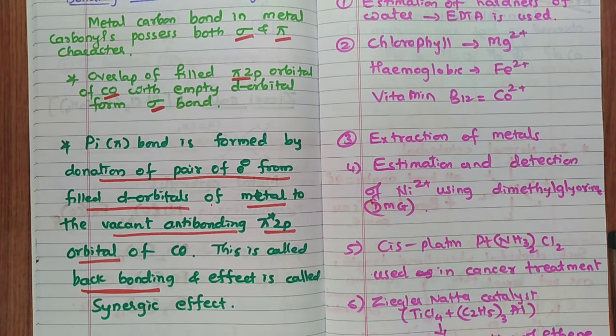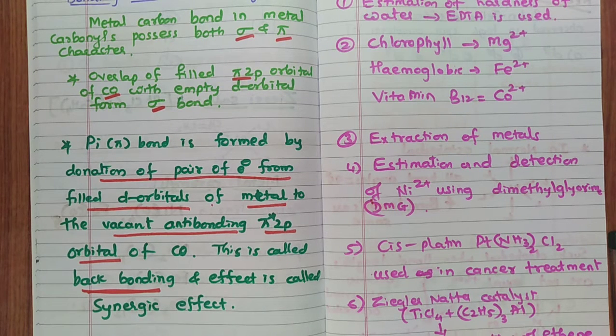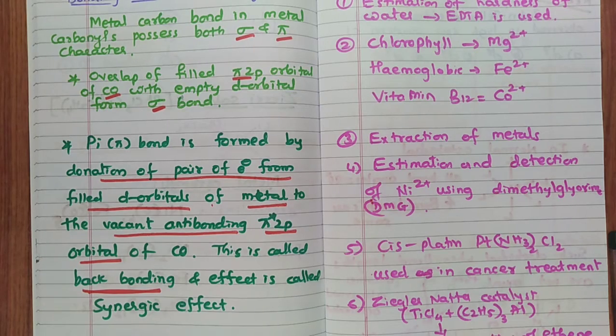Remember, this type of effect is called synergic effect. Synergic effect always results in strong bonding because there is a bond on both sides. It is called back bonding. Remember, this is called back bonding. So pi bond formation and sigma bond formation will be like this in metal carbonyls.